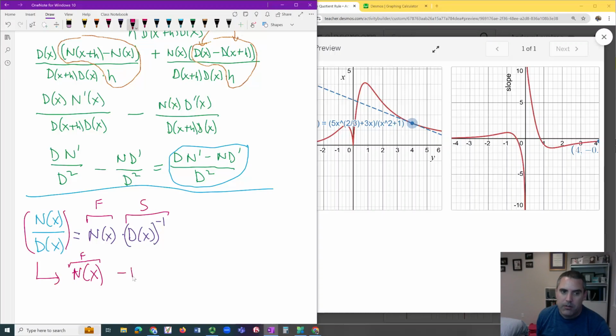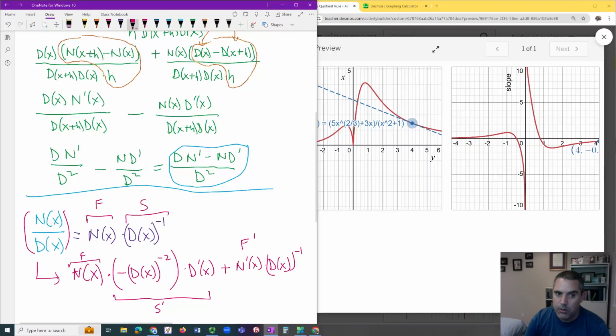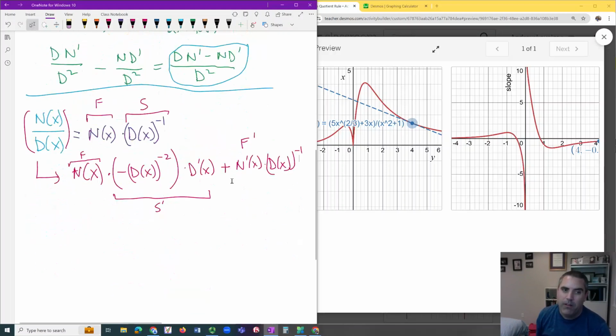So we do negative d of x. I brought down the negative 1 and made it a negative 2. This is all times the derivative of the inside, d prime of x. So that's the first part. This was the derivative of the second. And then you're going to write plus the derivative of the first, which is n prime of x, times the second, which is d of x to the negative 1. So that's also a correct formula, but nobody writes it that way.